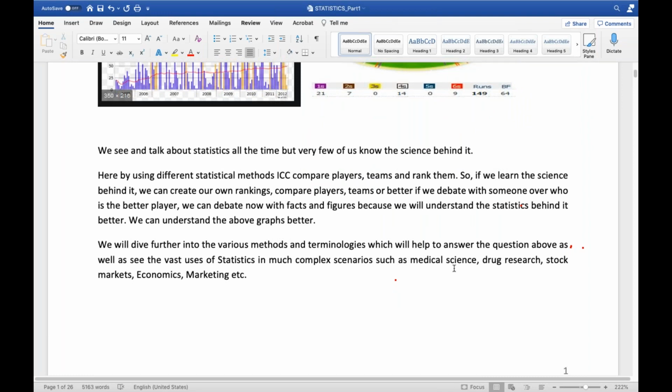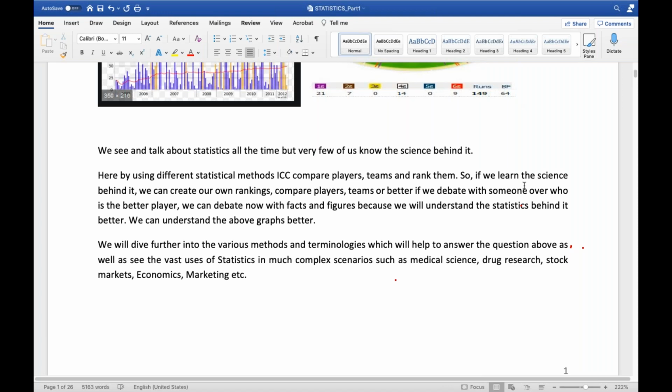Take medical science, drug research, for example. Many pharmaceutical companies are developing vaccines for COVID-19, right? So which vaccine has better accuracy, and which drug is working better than another drug?